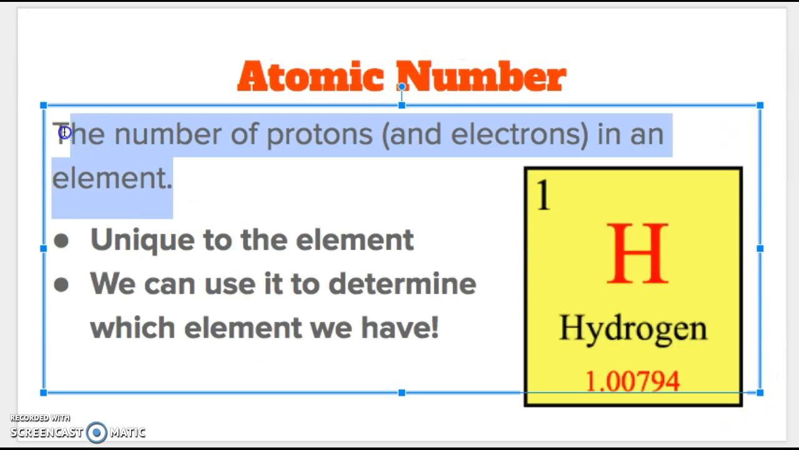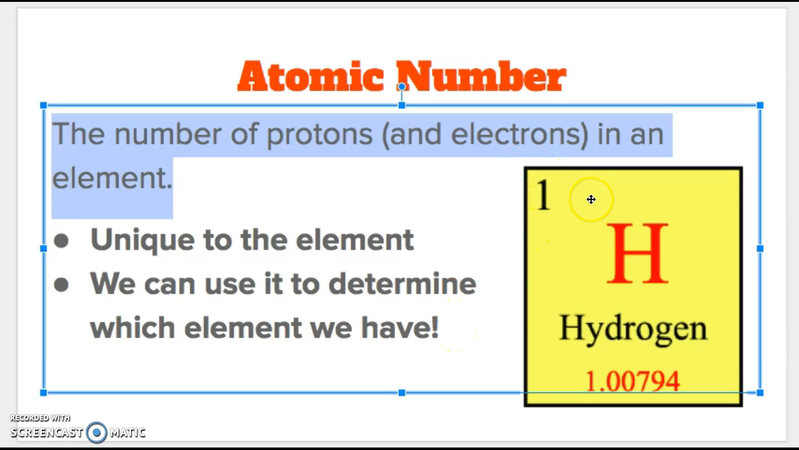All right, for the atomic number, this is what I want you to know. The number of protons and electrons in an element is the atomic number. Okay, you already know that they're unique to the element. That's what you saw in your Build an Atom activity on Google Classroom. And you know we can use it to determine which element we have.